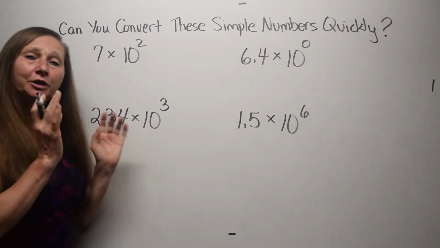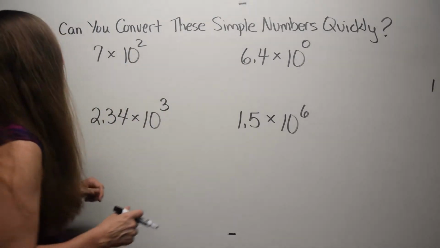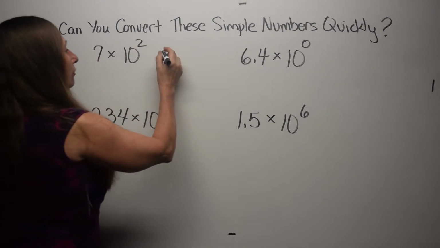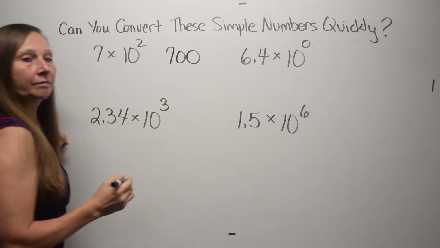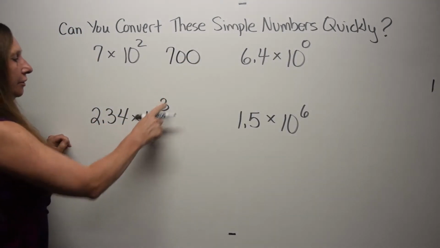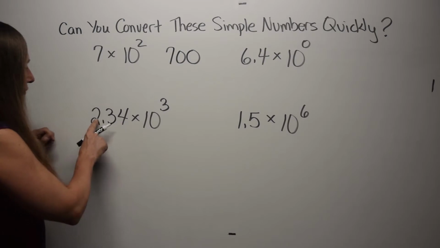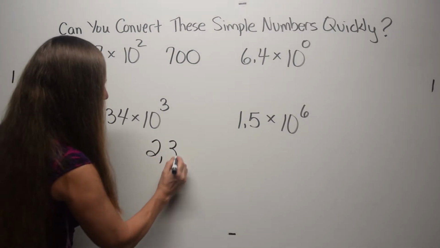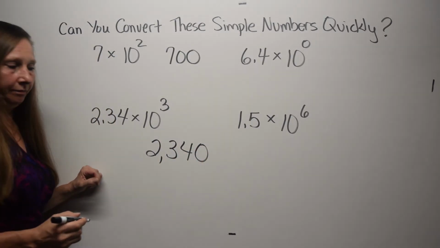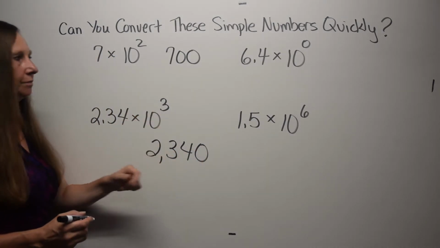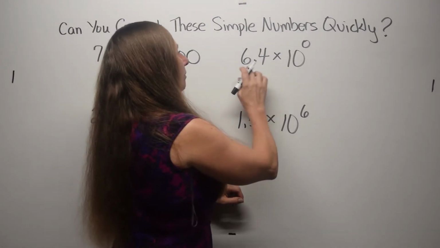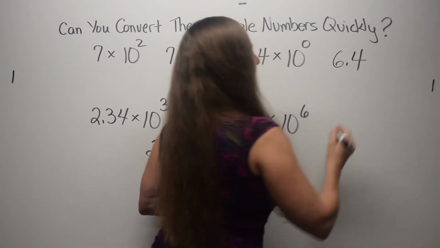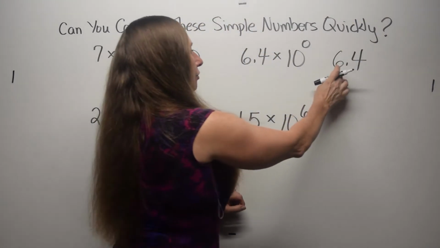So let's see if you can convert these real fast. Okay? So 10 to the second is 100. So 7 times 100 would be 700. Okay? 10 to the third is 1,000. So this would be in the thousands. So it would be 2,340. Right? It has to be in the thousands. Right here, 10 to the 0 is 1. So it's just going to be 6.4. All right? The biggest number is to the ones place.